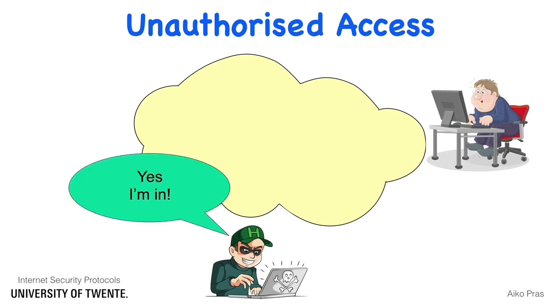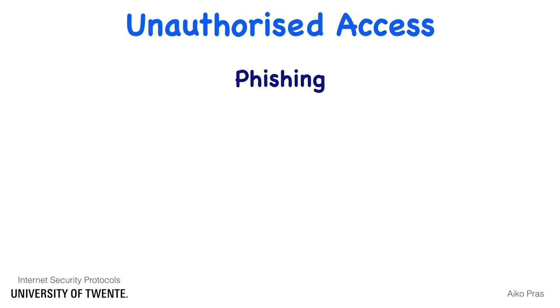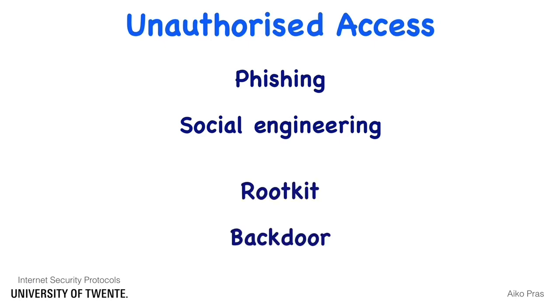A brute force attack to guess passwords is just one way to get unauthorized access. Another way to get login credentials is to perform phishing or social engineering attacks. Once the attacker has access, he may install a rootkit or a backdoor to allow later login attempts.